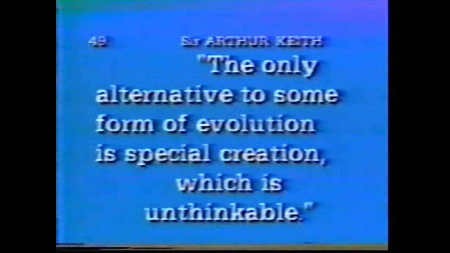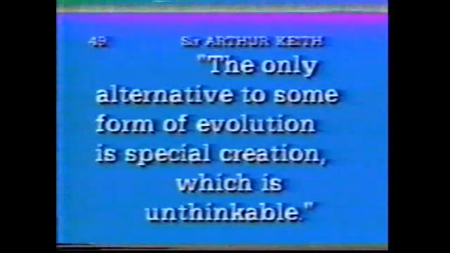Perhaps Sir Arthur Keith, a noted British anthropologist, answered the question. He summarized it this way, number 49. The only alternative to some form of evolution is special creation, which is unthinkable. These evolutionists cannot accept any scientific theory that indicates that there must have been a creator behind the creation. Let me provide you with further evidence of that truth.